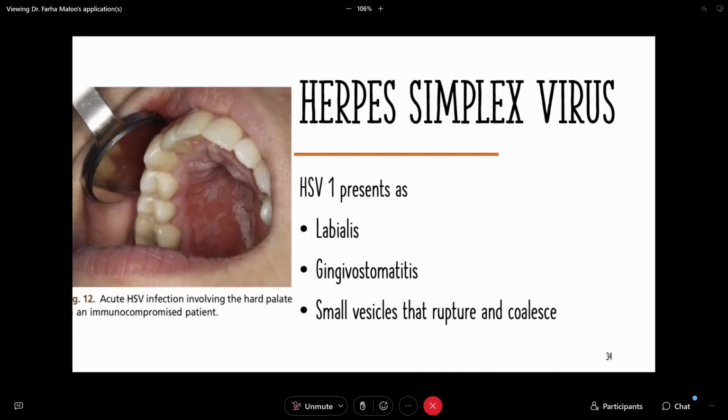Let's move on to some viral infections. The herpes simplex virus is known to cause small vesicles that rupture and then coalesce. HSV1 type of virus typically causes inflammation of the lips, or labialis, and around the gums as well as the oral commissure, known as gingivostomatitis. These are the vesicles of herpes which not only affect the lips but are also affecting the innermost lining of the teeth.